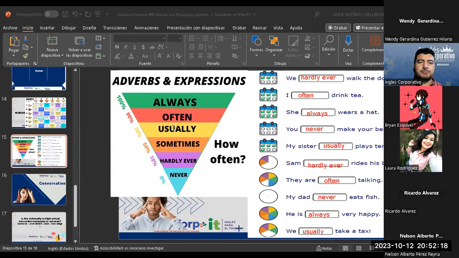If you notice, it is not that difficult. It is just about common sense or logic if we apply this frequency adverbs, estos adverbios de frecuencia. Creo que ya estamos bastante familiarizados. It is like very familiar for us. Okay.